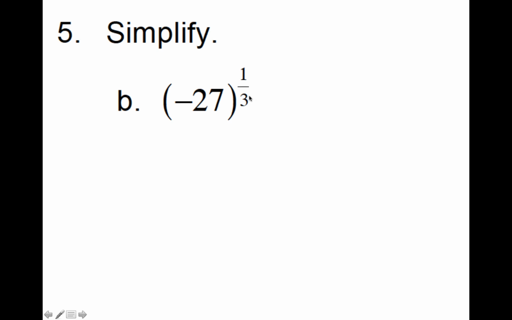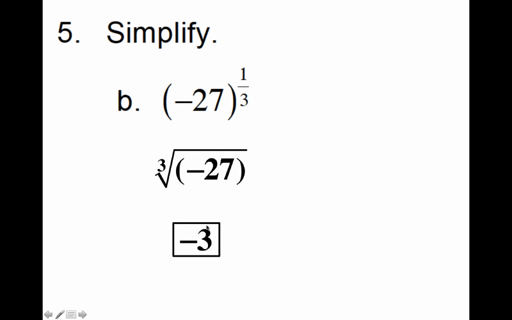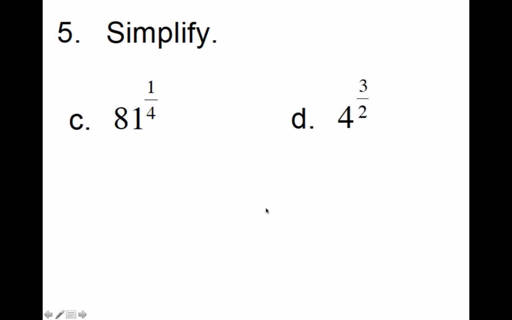For b, so we're doing the cube root of negative 27 to the 1 power. You might think you're going to get an error, but again, it's what number cubed is negative 27. Well, negative 3 cubed is negative 27. For c, you're doing the 4th root of 81 to the 1 power. And then what number to the 4th power is 81? 3.